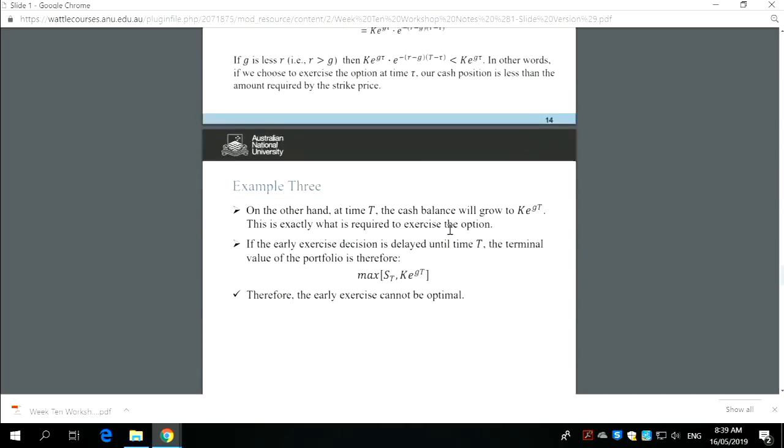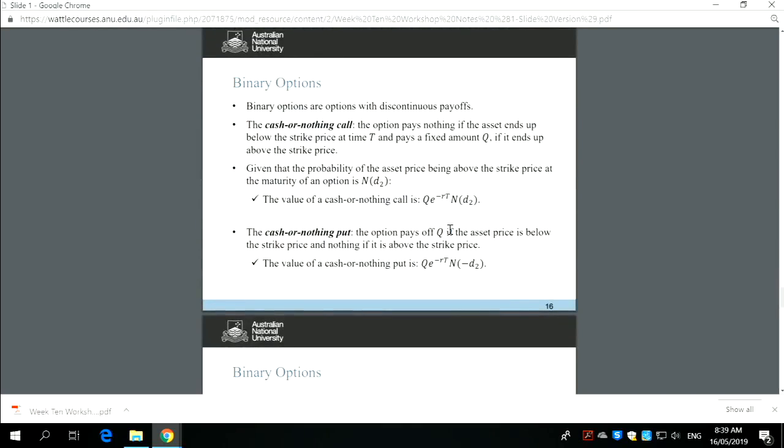So if there's no question, I'll just move on to the binary option. Okay? So what is a binary option? Basically, there are two main types of binary option here. The first one is called the cash-or-nothing call option. Okay, so we kind of dealt with the cash-or-nothing call option.